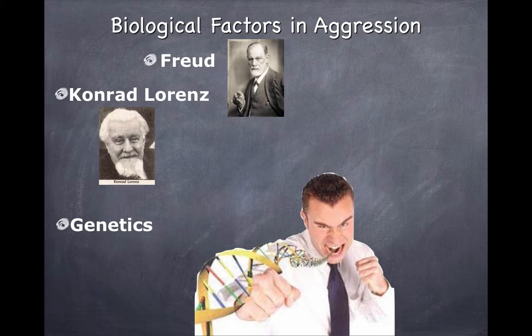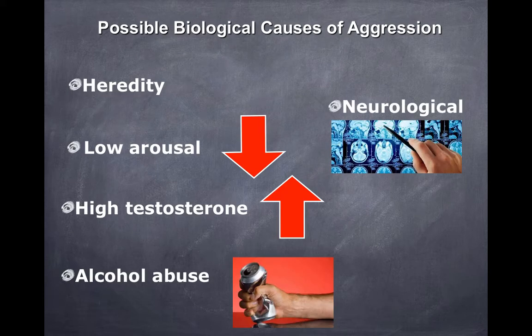Now, more specifically, when we look at some of the possible links, heredity is considered some of the most compelling. If one identical twin is aggressive, there's a 50% chance that the other twin is aggressive as well. Adopted children's aggressive tendencies are more like those of biological parents than their adopted parents, which suggests it is not so much the nurturing part of who you're growing up with, but what your heredity was.